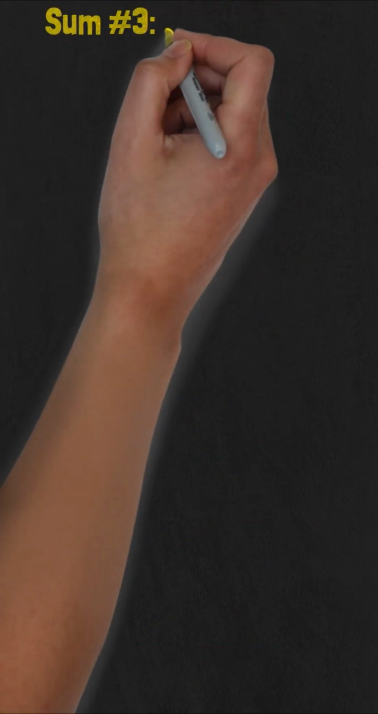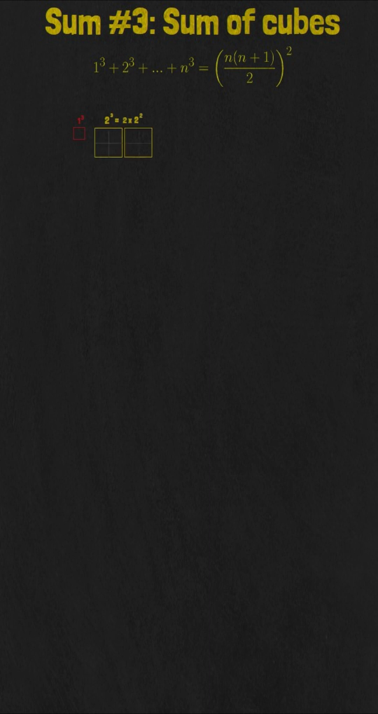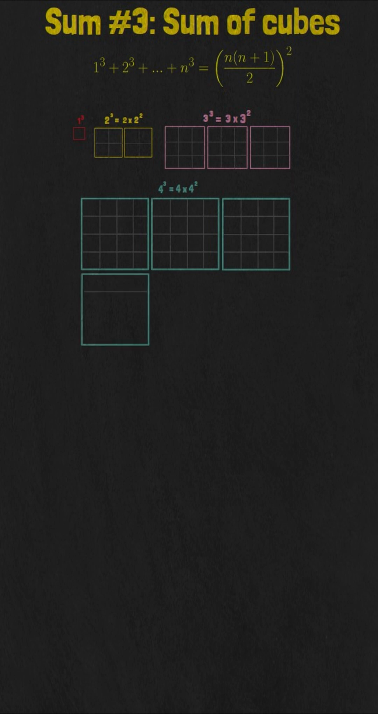Right, now sum number 3, the sum of cubes. Here's the formula we're trying to prove. Again, we're going to try to visualize our cubes, but because we want to keep things in 2 dimensions, we're going to break down our cubes this way. First, 1 cubed is just 1, so we just have 1 square for it. But 2 cubed is 2 times 2 squared, so we draw 2 squares, each of area 2 squared. We do the same thing for 3 cubed, which is 3 times 3 squared, and then 4 cubed, which is 4 times 4 squared. Now we're going to rearrange our squares like so.